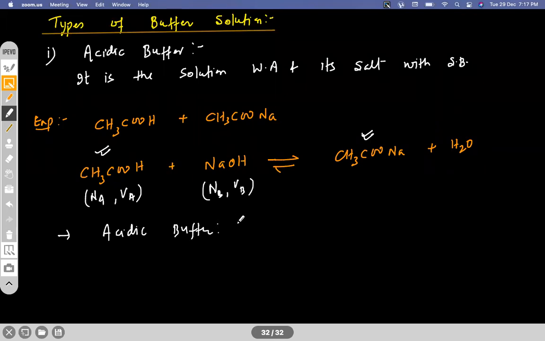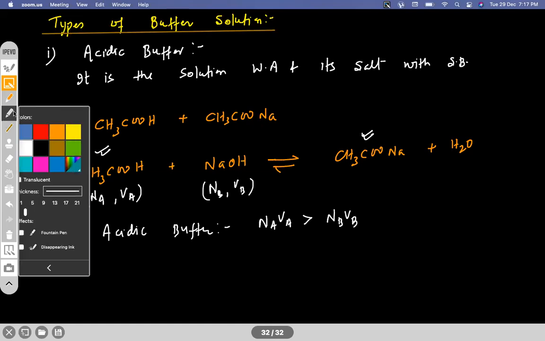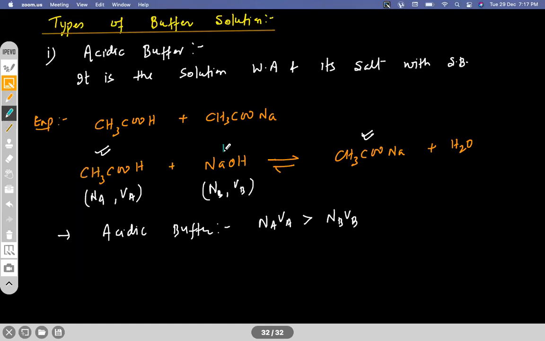For acidic buffer, the condition is NaVa should be more than NbVb, so that NaOH behaves as a limiting reagent and gets consumed completely. After the reaction gets over, we still have CH3COOH left in the solution, and obviously some amount of salt is also present. So we have the combination of this and this in the solution, and in that case, the solution is an acidic buffer solution. Is it clear to all of you? Please respond.